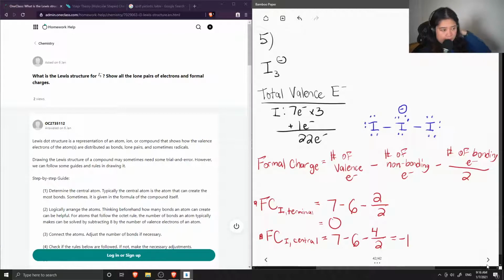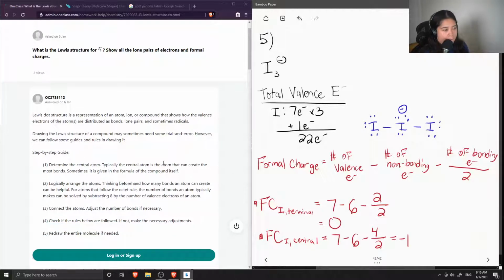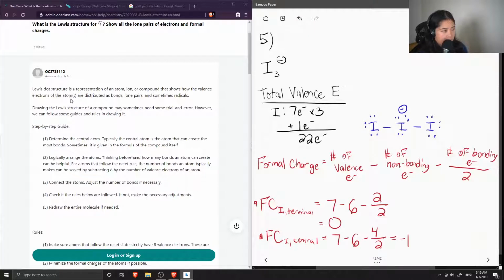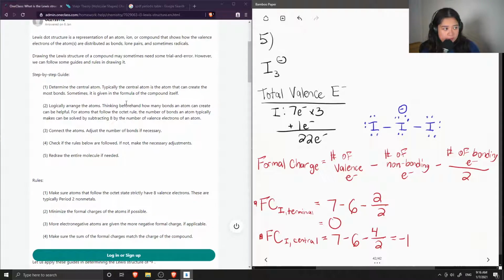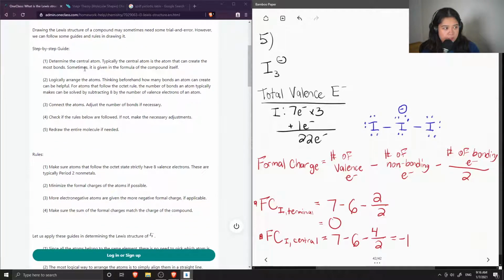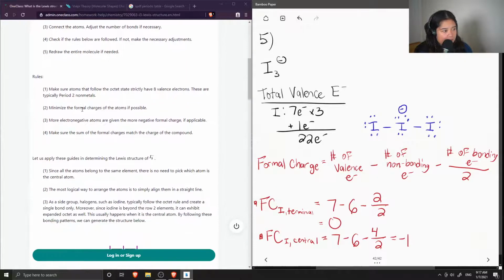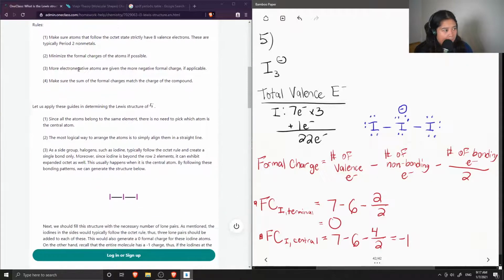Okay, so let's see what the junior tutor said. The Lewis dot structure is a representation of an atom, ion, or compound that shows how the valence electrons of the atoms are distributed as bonds, lone pairs, and sometimes radicals. Drawing the Lewis structure of a compound may sometimes need some trial and error. However, we can follow some guides and rules in drawing it. So step by step, determine the central atom, logically arrange the atoms, connect, make necessary adjustments.